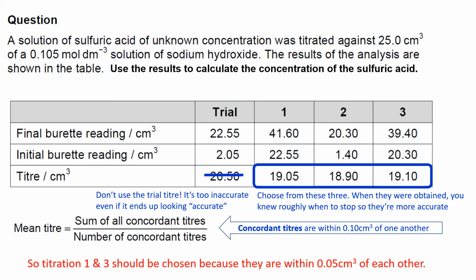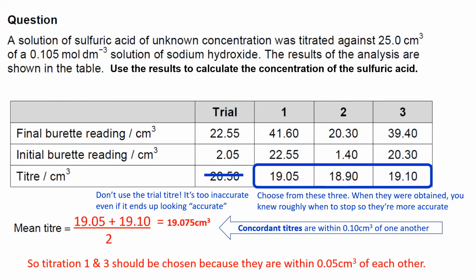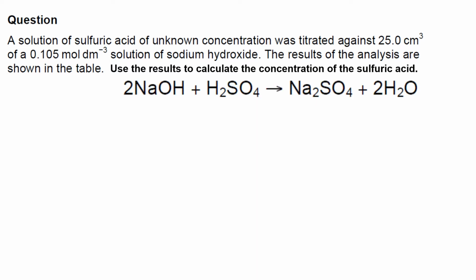So titration 1 and 3 should be chosen because they happen to be within 0.05 centimeters cubed of one another. So you add them up and divide by 2, which gives you 19.075 centimeters cubed. So now we can start doing some calculating. So we go back to the equation, we write it out using the correct mole ratios, and you can put data, moles, equation, moles, answer down the left-hand side.